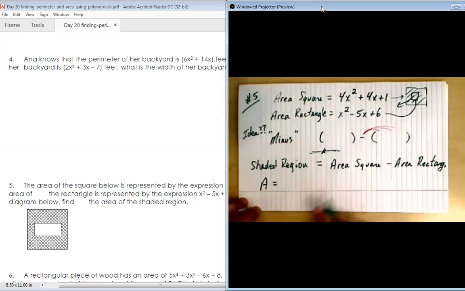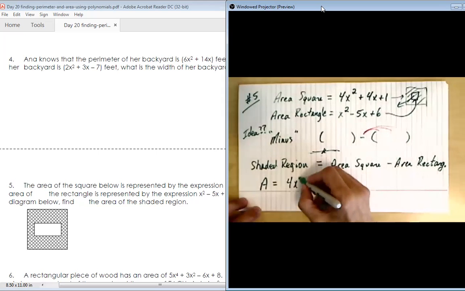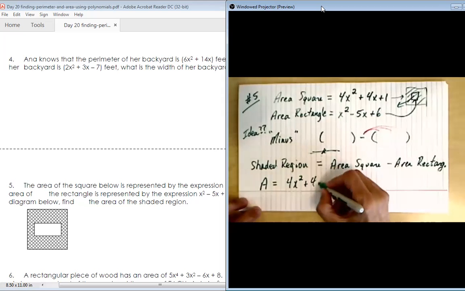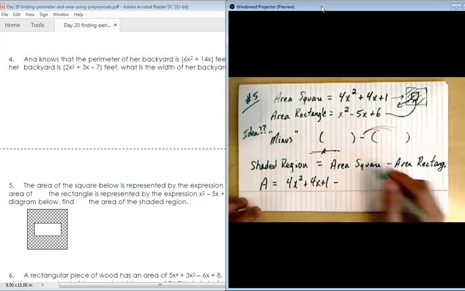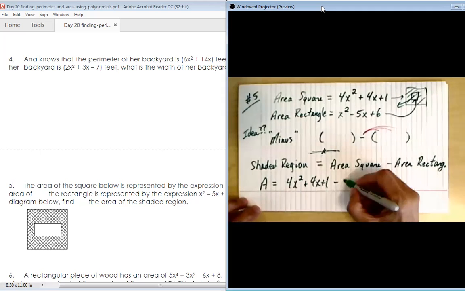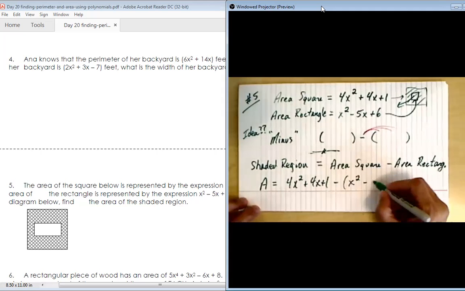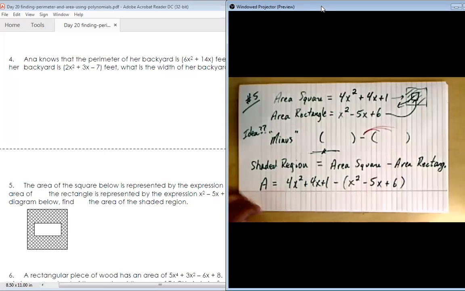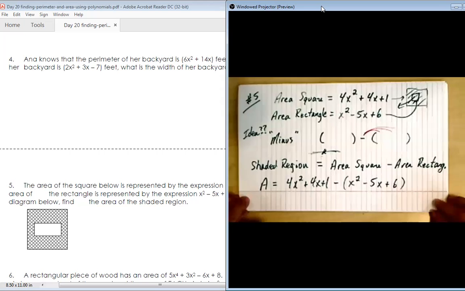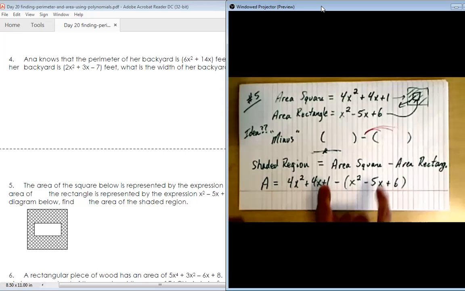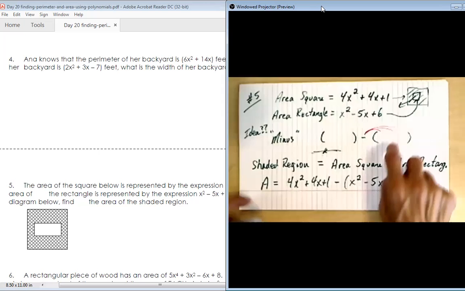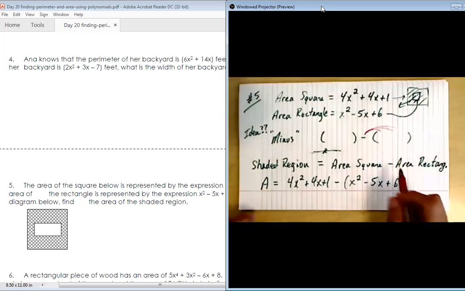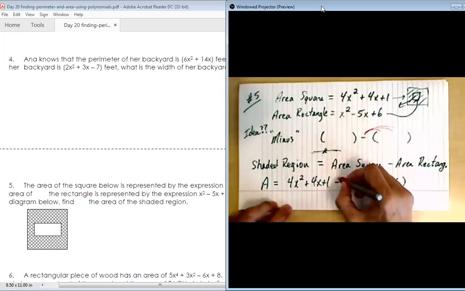Area of the square, 4x squared plus 4x plus 1. Minus now. This is where the brackets are important from the other day. Like that. And as was said at the idea stage, we've got the brackets in place. Now we put the minus through the other terms there.